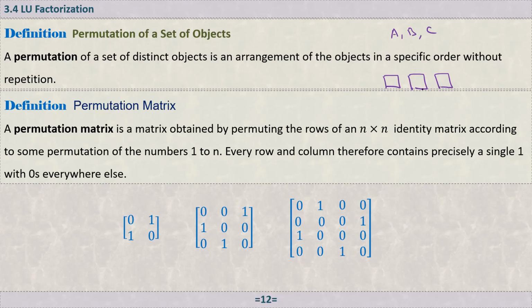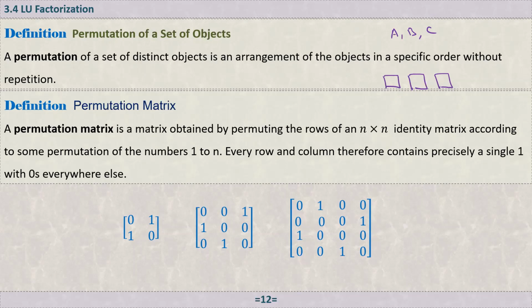So the permutation of these letters, right, is 6 here, because here we have 6 different ways, in 6 different orders or specific order. I can put them or place them into these rectangles. So that's just when we say permutation of a set of distinct objects, we mean that's just an arrangement of the objects in a specific order without repetition.